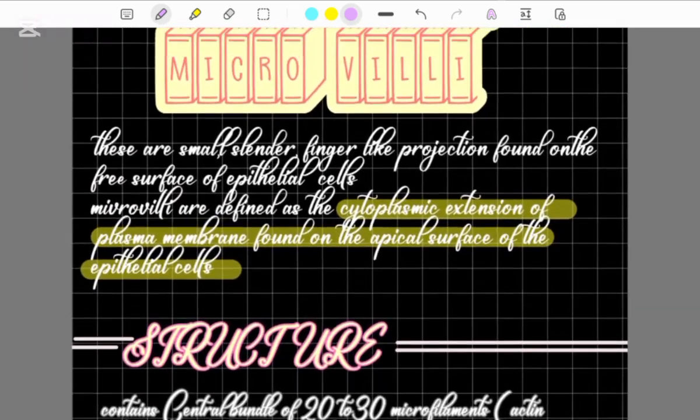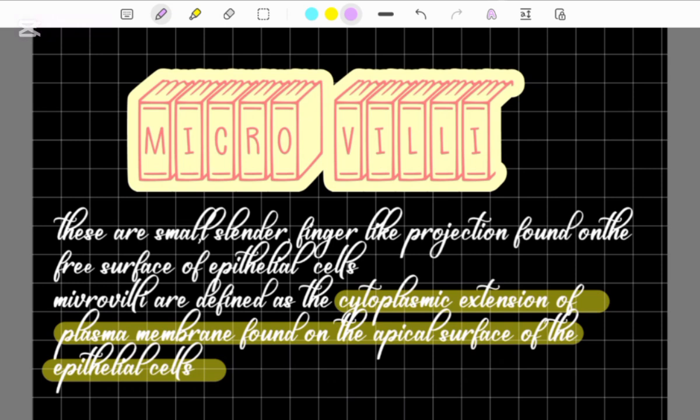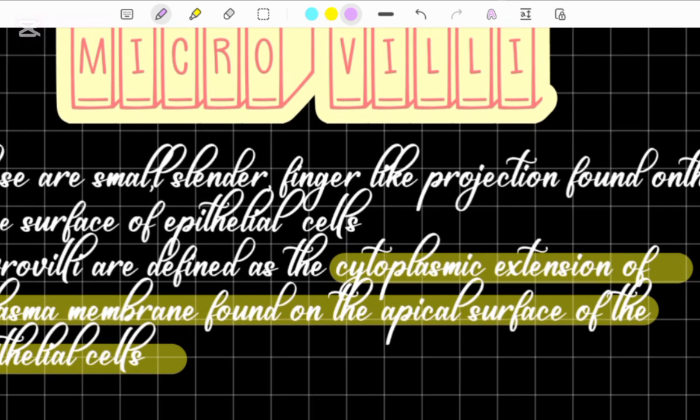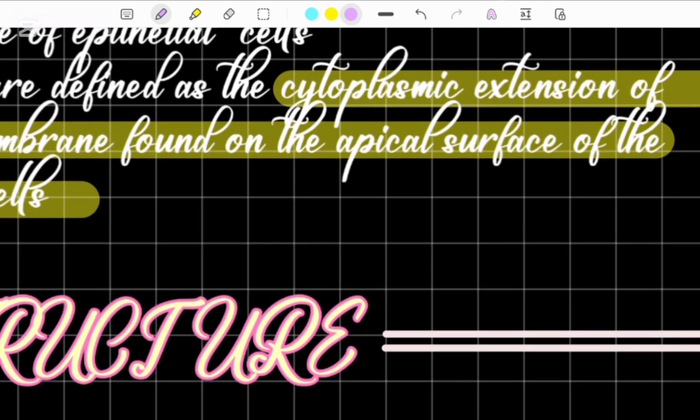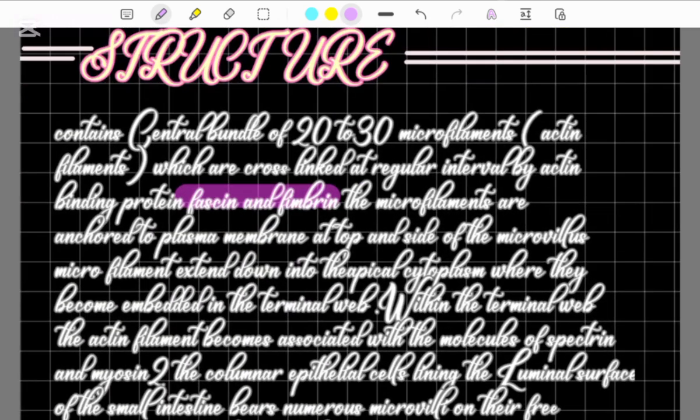First, we'll go with the microvilli. Microvilli are extensions of the cytoplasm, appearing finger-like. As we have discussed in the intestine, they are present to increase the surface area so that absorption can be more efficient. Now coming to the actual word-to-word definition. These are small cylindrical finger-like projections found on the free surface of the epithelial cells. Microvilli are defined as cytoplasmic extensions of the plasma membrane found on the apical surface of the epithelial cells.